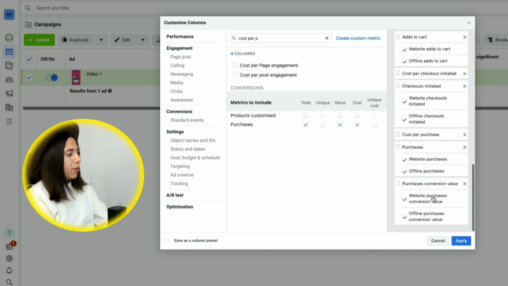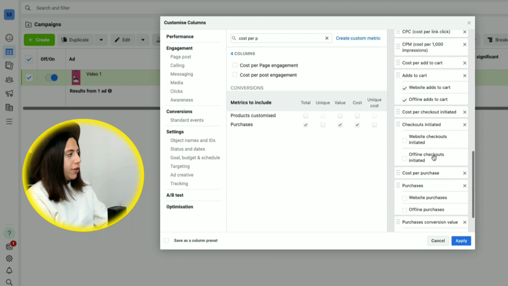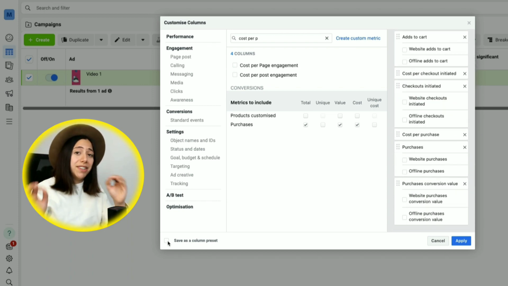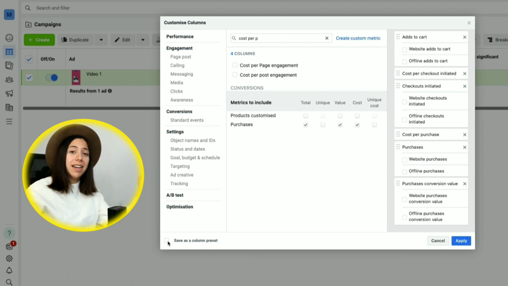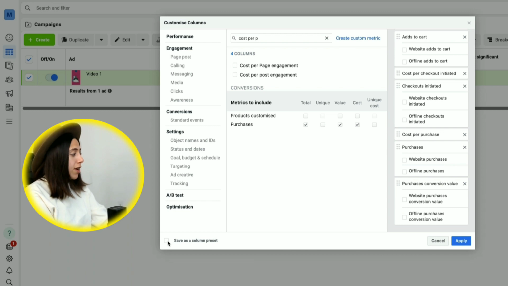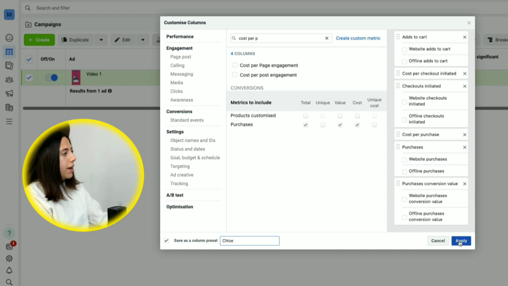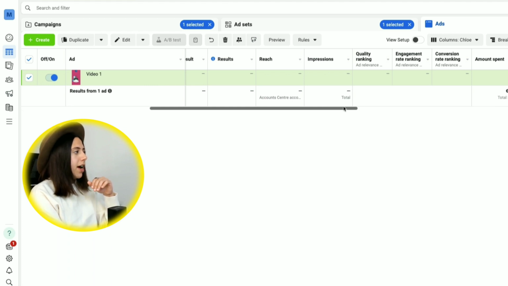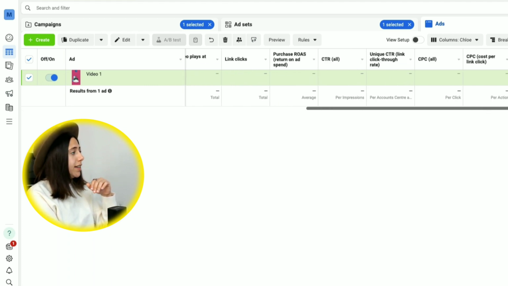Now, the last step I want you guys to do is uncheck all of these. We don't want to be that specific with the metrics, and we don't need these boxes. And then the last step, make sure to save this column so you don't have to do it 1,000 times every time you enter your ads manager. So make sure you press on this over here, and you can call this Chloe, for example, or whatever you want to call it, and press on apply. Now that we have it, this is giving us a way better idea on how our ad is doing.